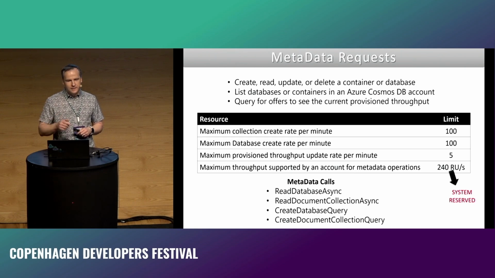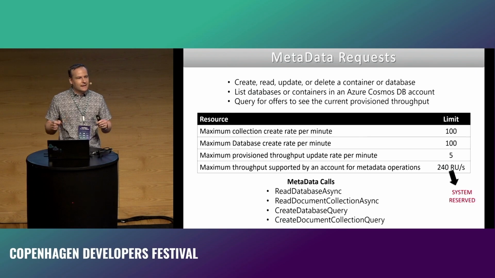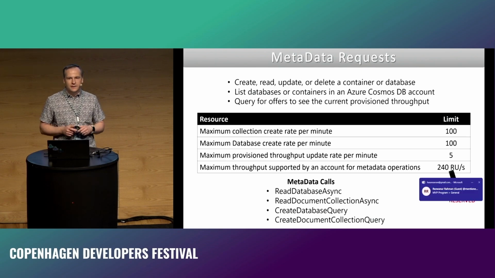And there are some limits, as you can see there. For example, the maximum collection creates is 100 per minute, so you cannot create more than that, even if you want to. So if you are doing things like that, you want to be sure that you cache this information as much as you can, because that 240 request units you have there, you cannot change it. So just be careful with that.